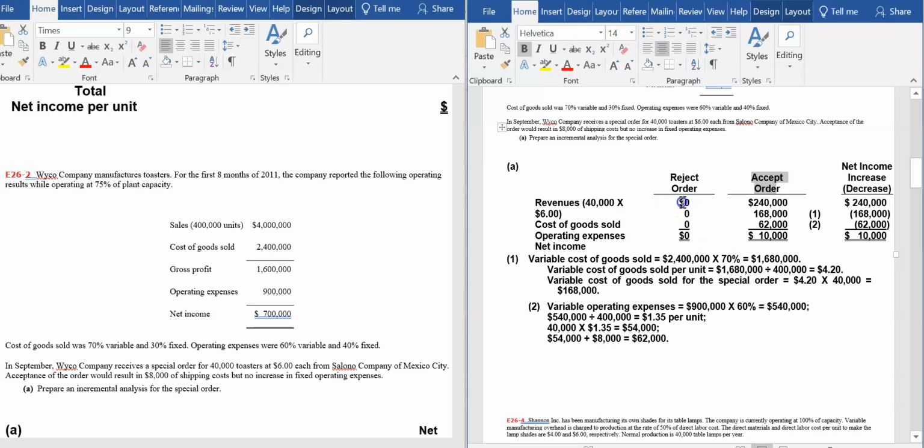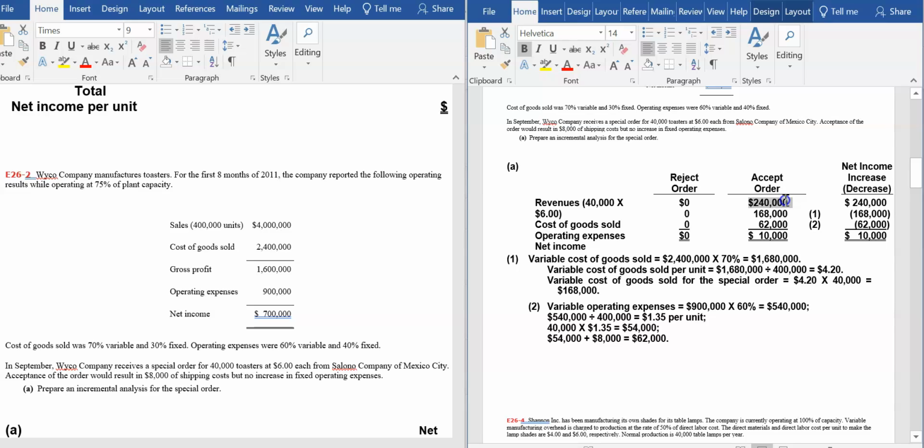If they reject the order, they will have no additional revenues. They will have no additional cost. There is no impact on their profits. However, if they accept the order, they will bring in 40,000 units at a selling price of $6 each, or revenues of $240,000.